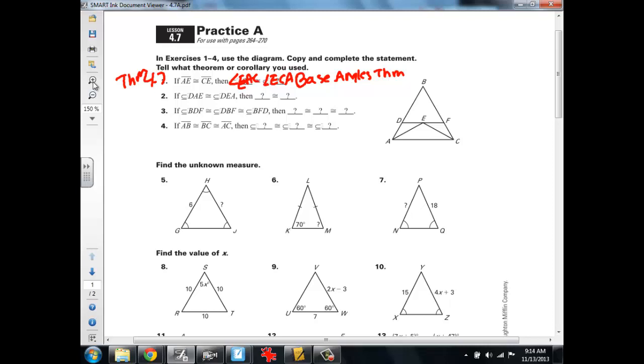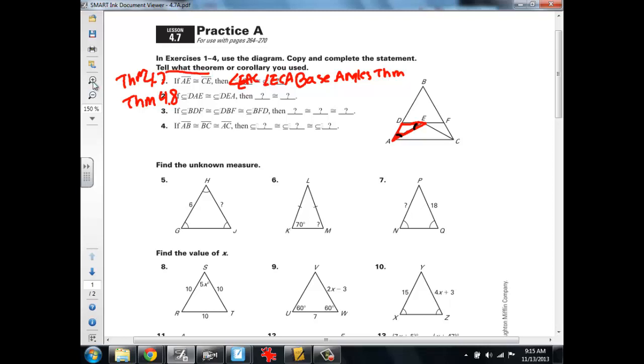Let me erase so I know what I'm talking about. Number 2, if angle DAE is congruent to angle DEA, DAE, I'm talking about this angle, and DEA, I'm talking about that angle, so we're talking about that triangle in there, right? What kind of triangle is that? It's isosceles. If it's isosceles, we know these top 2 theorems deal with isosceles. Does it look like the first one or the second one? The second one. So what theorem is it? Theorem 4.8. Well, it says tell what theorem you used.